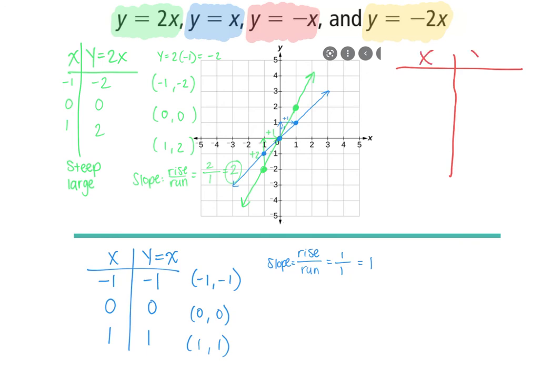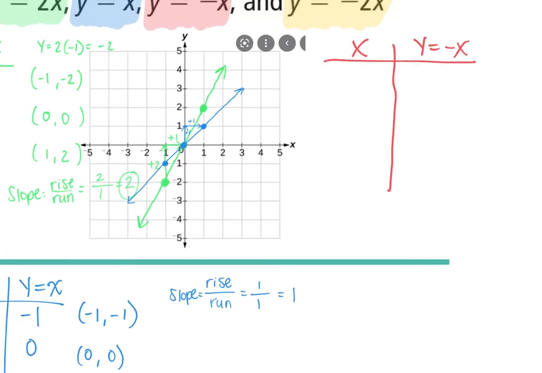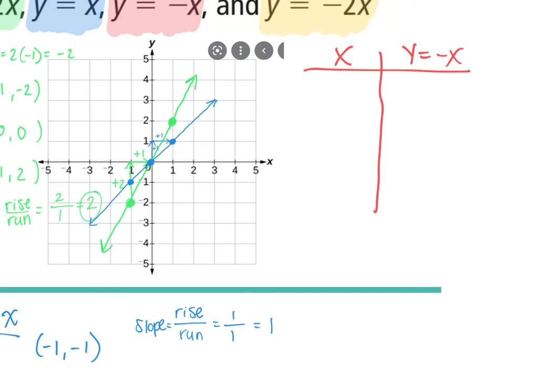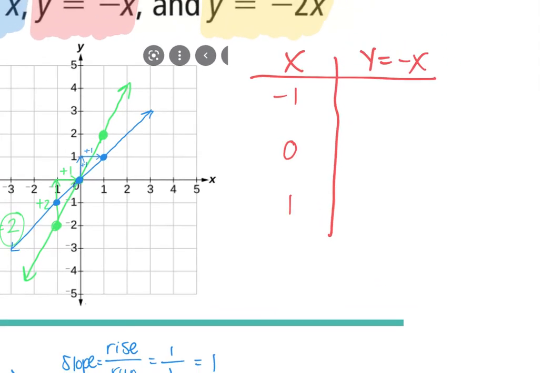So let's put y equals -x. Remember, I'm going to use the same x values the whole time. Do you need to use these x values? No, you could have used whatever you wanted, okay? Let's use -1, 0, and 1. If x is -1 and y is -x, what will y be when x is -1? Gabby? +1.